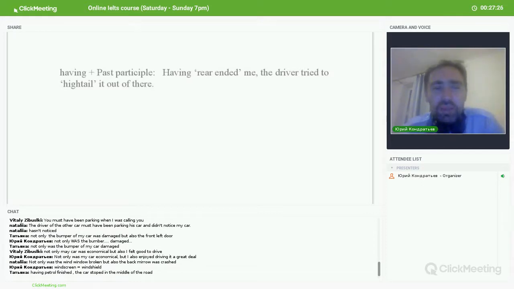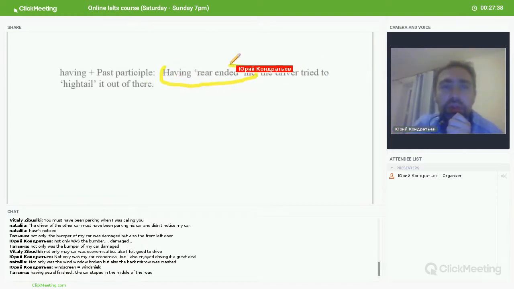No, not having petrol. The car stopped. If you notice here, having rear-ended me, there is no driver in this. I didn't say "having driver rear-ended me." I didn't say it. Well, you can say having run out of petrol. That would be like this: having run out of petrol. You don't, because petrol is a subject, and petrol was finished. And in this construction, you shouldn't use a subject.